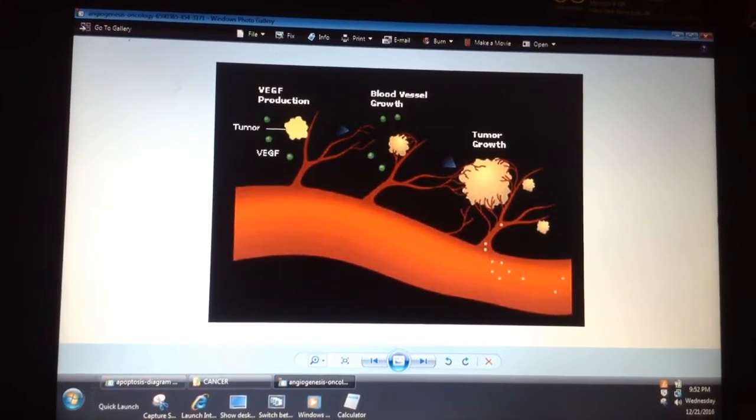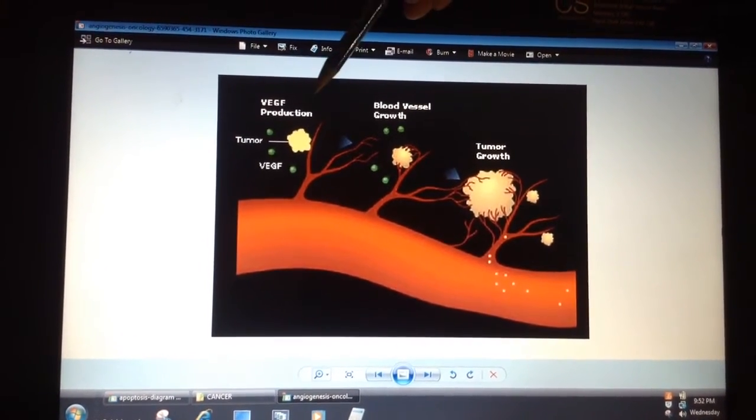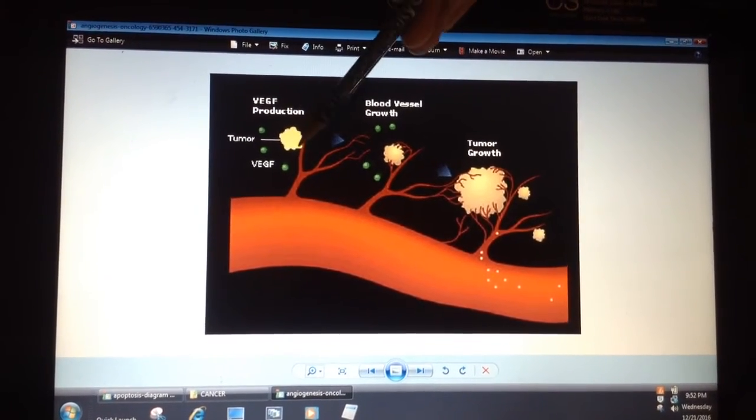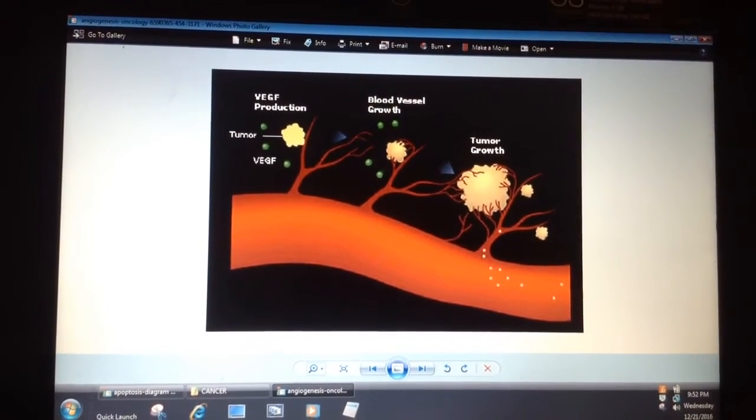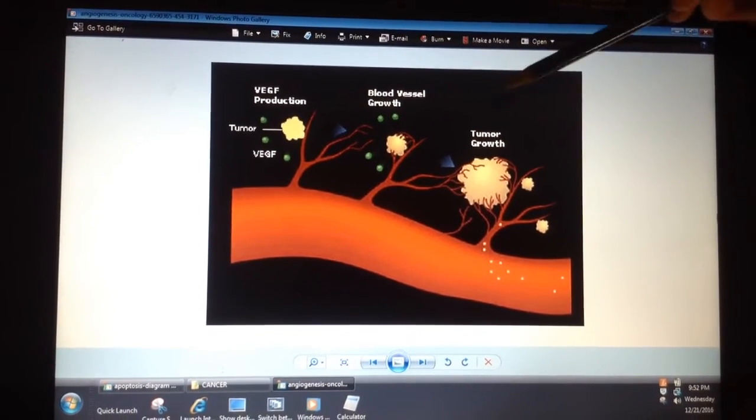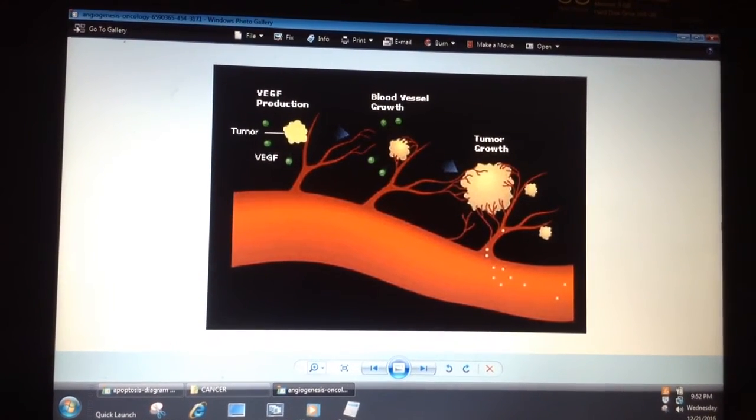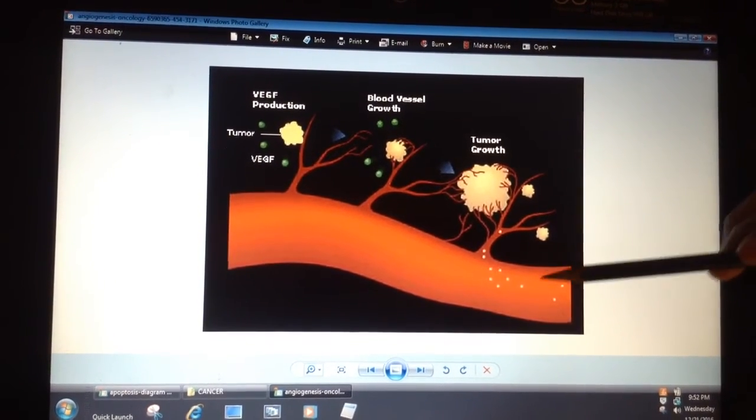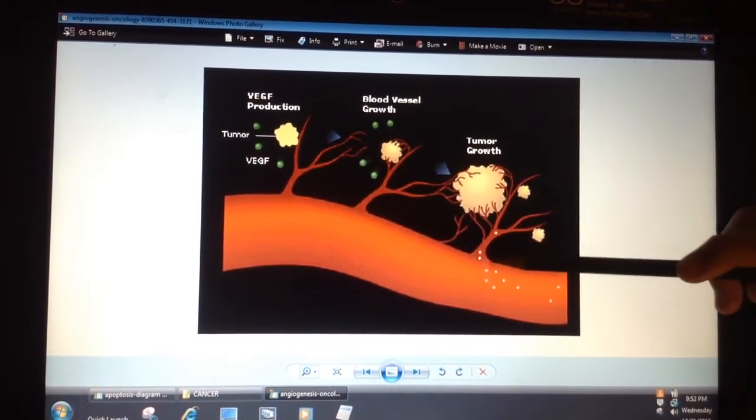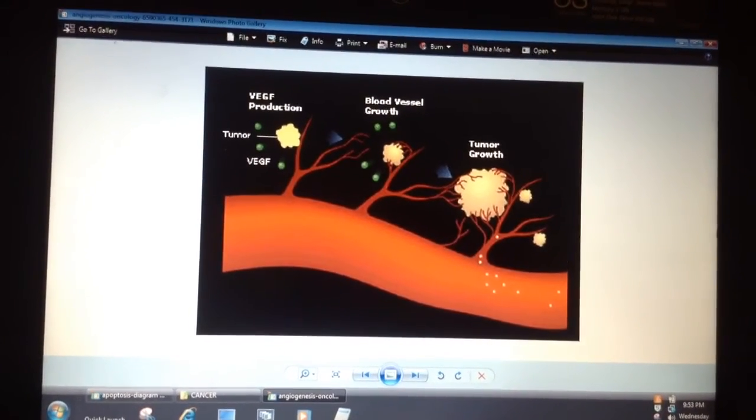So this is how it works. So that's the VEGF production. That's the tumor right there. That's the blood vessel. And the next step is basically the blood vessel grows because of the VEGF, and then the tumor grows because the blood vessel provides it with all the tools it needs to grow. The tumor usually enters the bloodstream using a process called metastasis. It's the way they spread to other parts of the body.